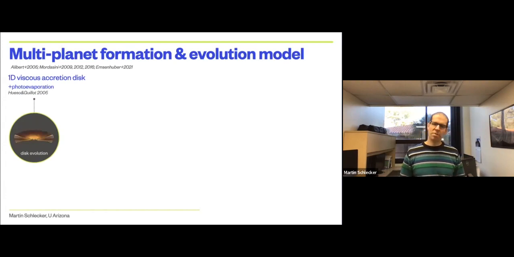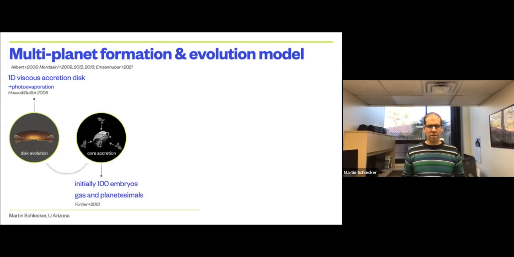The first and one of the most important ones is that we model the evolution of a viscous accretion disk. This includes photoevaporation, so the disk is not only accreted onto the star, but material is also removed by high energy irradiation from the central star. And then we also have a module for external photoevaporation from other high mass stars in the cluster in which the system forms.